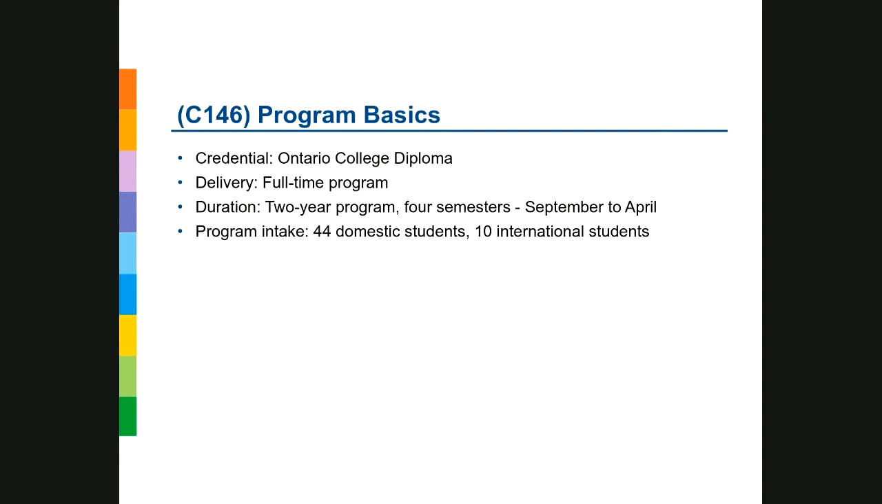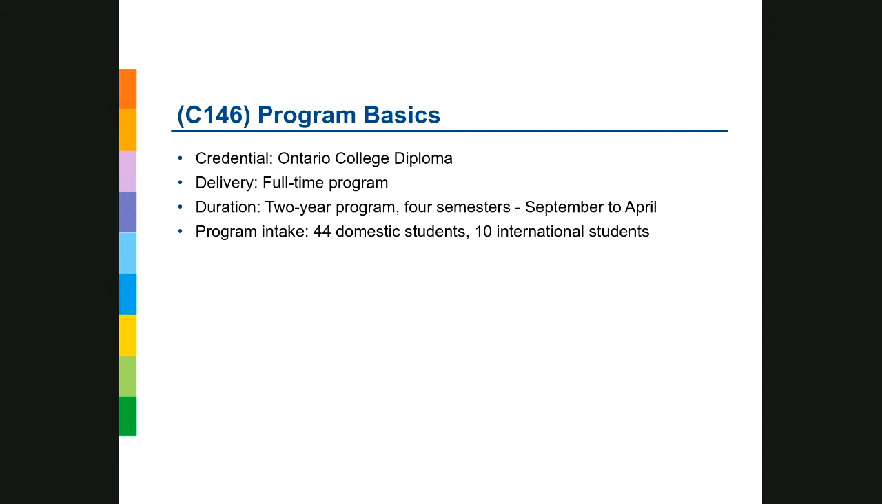So for the C146 two-year diploma, I can tend to talk in program code, so I'm going to try to keep tying it to which program it is. You do graduate with an Ontario College diploma. It is a full-time program, which means that we don't have the option for you to take it part-time. There is an option to take a reduced course load if you require that, and that would be going through our accessible learning services. It's a 2-year 4-semester program, and it runs from September to April.